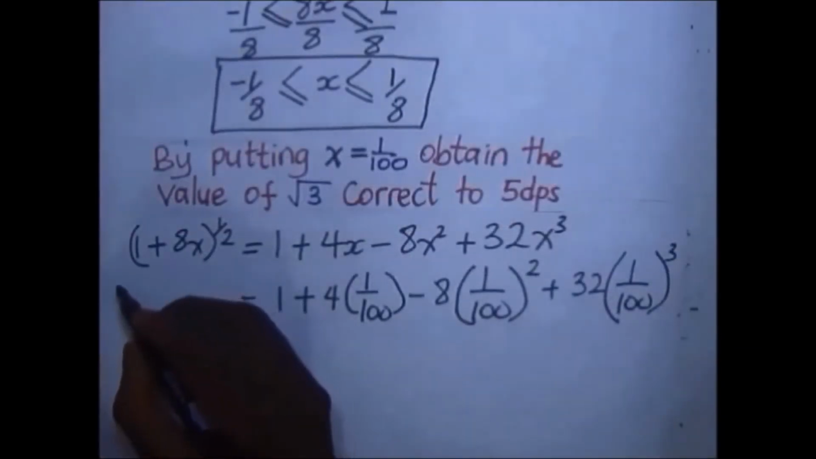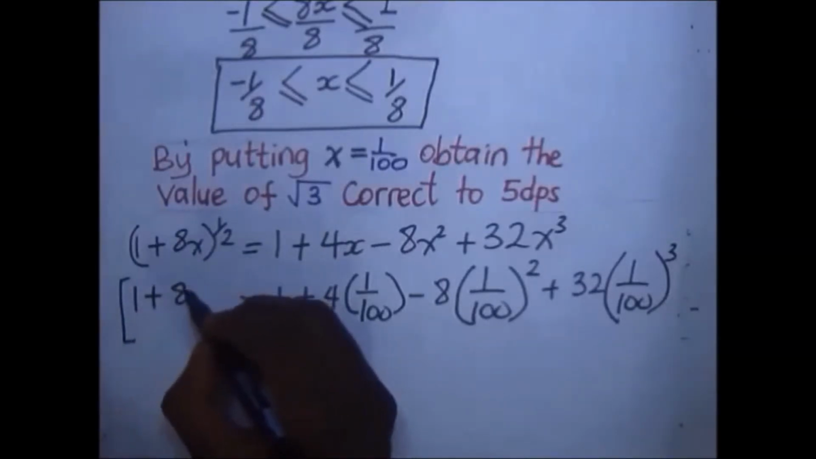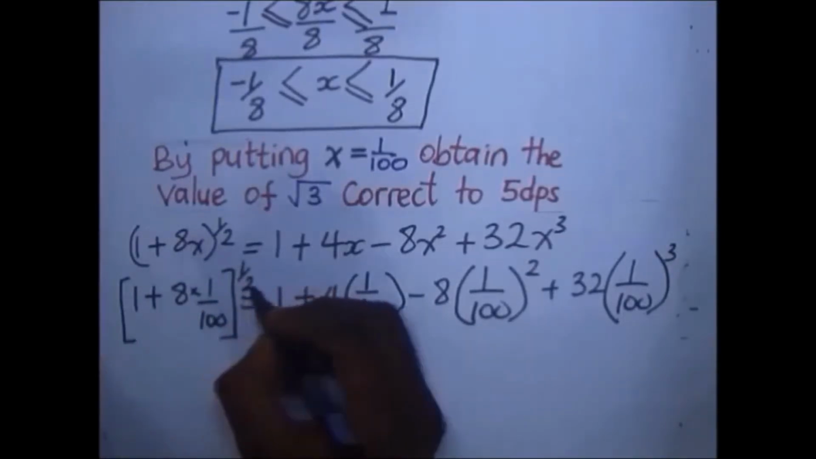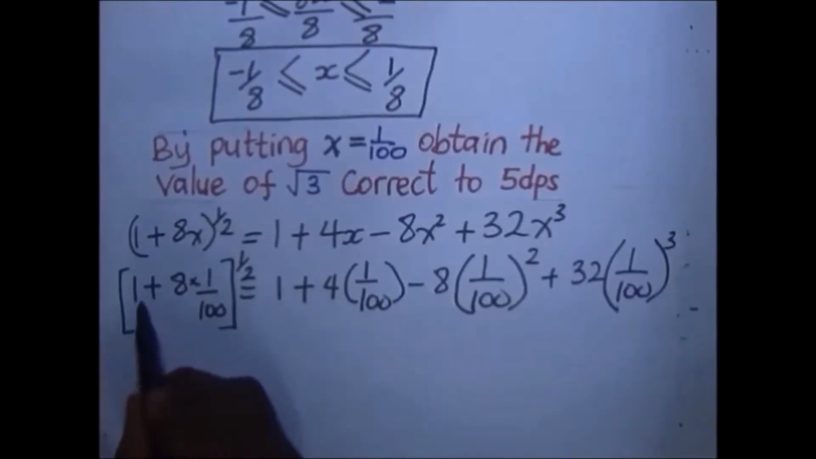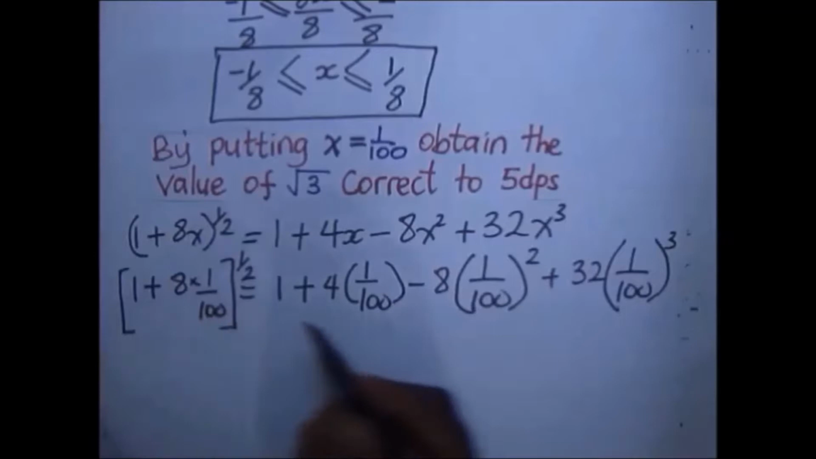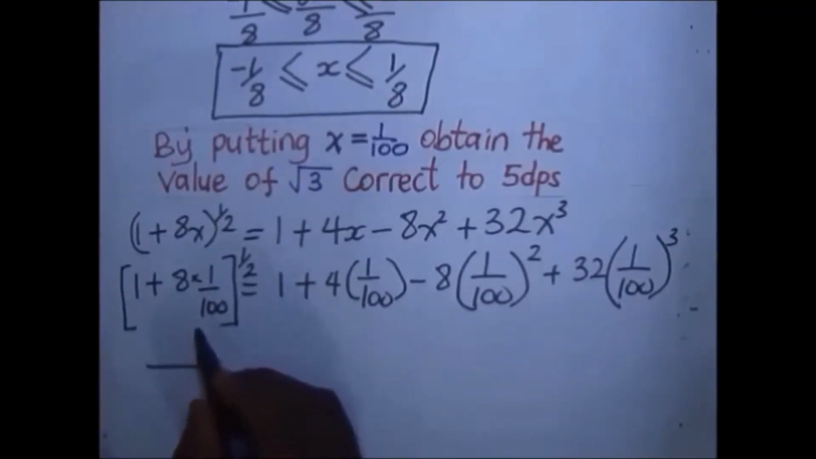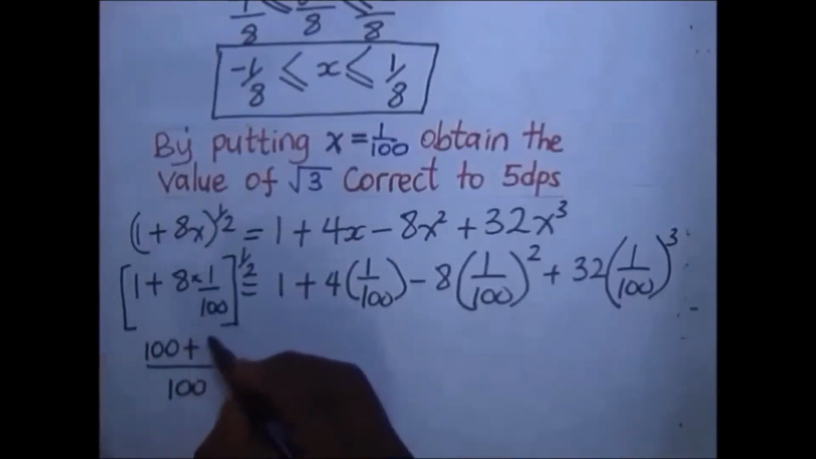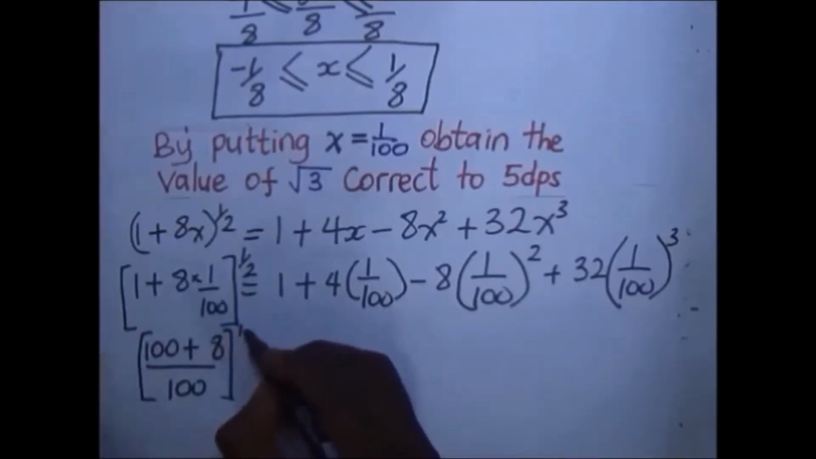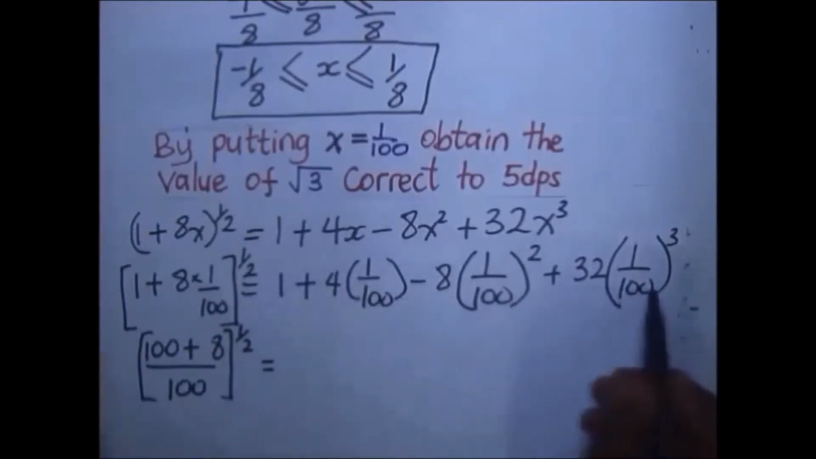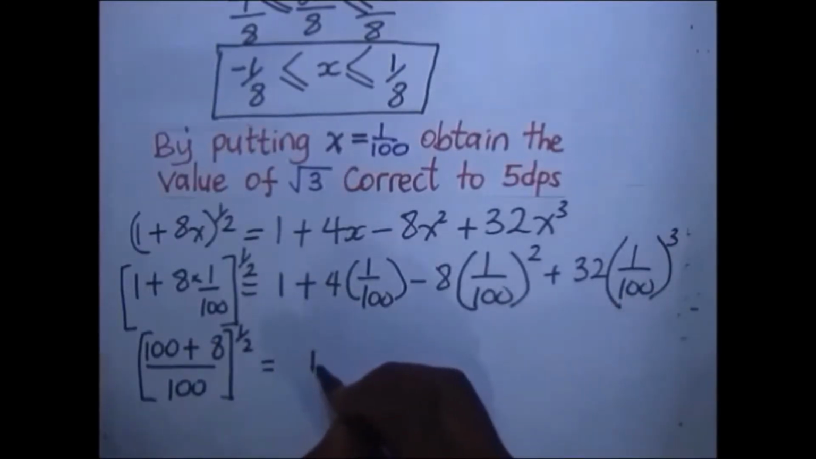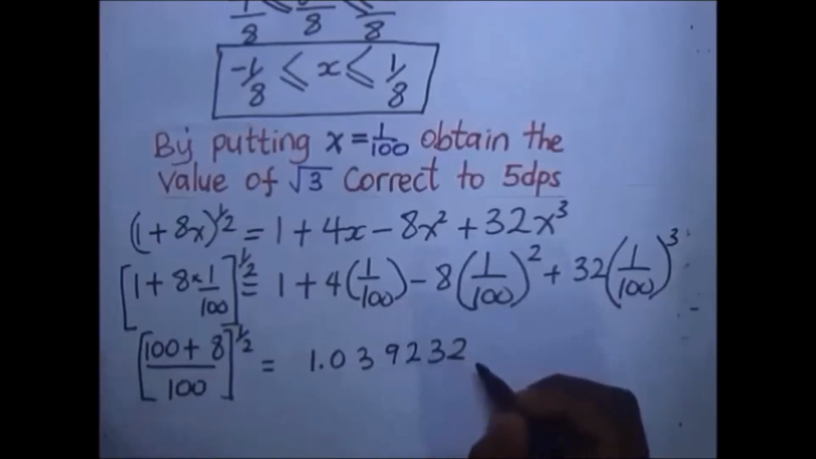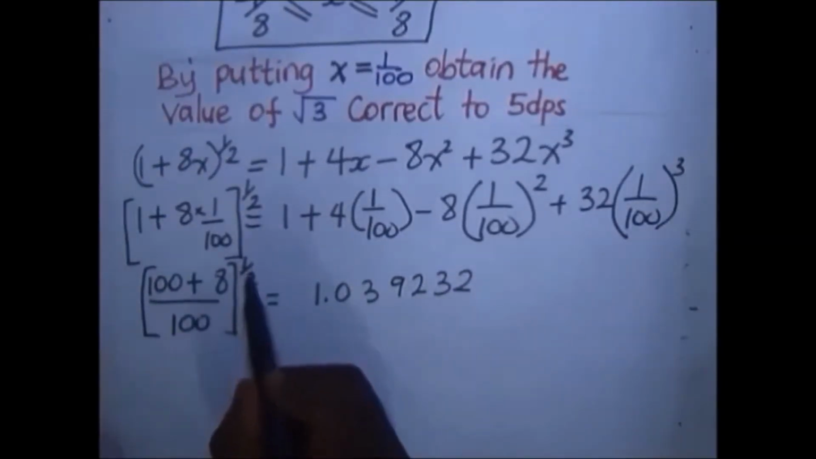But remember, this is the same as saying 1 plus 8 times x, with x being 1 over 100, to the power a half. So when we add 1 plus 8 over 100, the LCM here is going to be 100. So it's going to become 100 plus 8 over 100, to the power half, and when we compute all this, it's going to give us 1.039232. Remember, anything to the power half is the same as saying the square root.